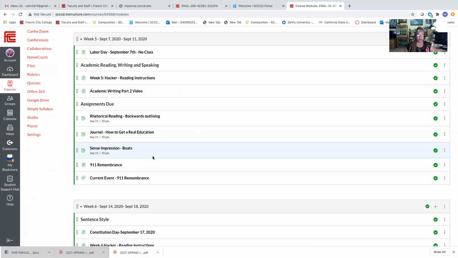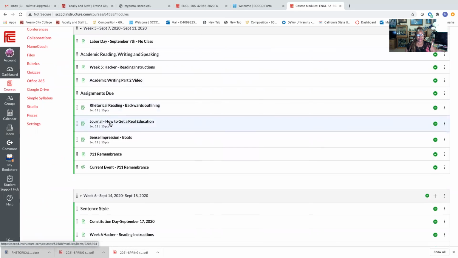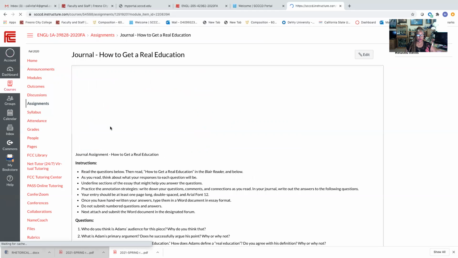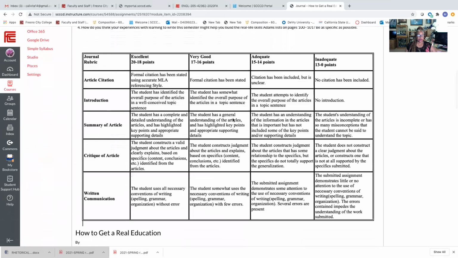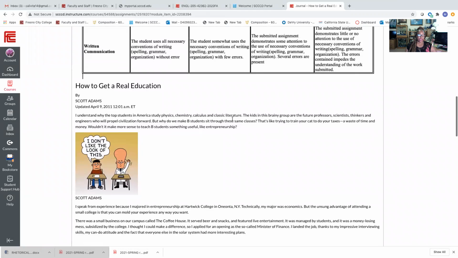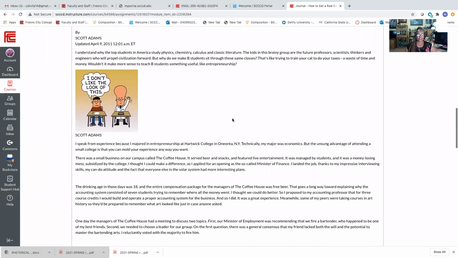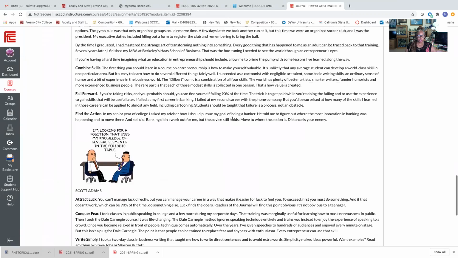Okay. All right. So the assignments, we went over the first one. The next one is your journal, how to get a real education. So we're going to go ahead and get into that. Okay, this is the article right here by Scott Adams. And I don't know if you guys read the cartoon Dilbert, but he is the author of that cartoon.